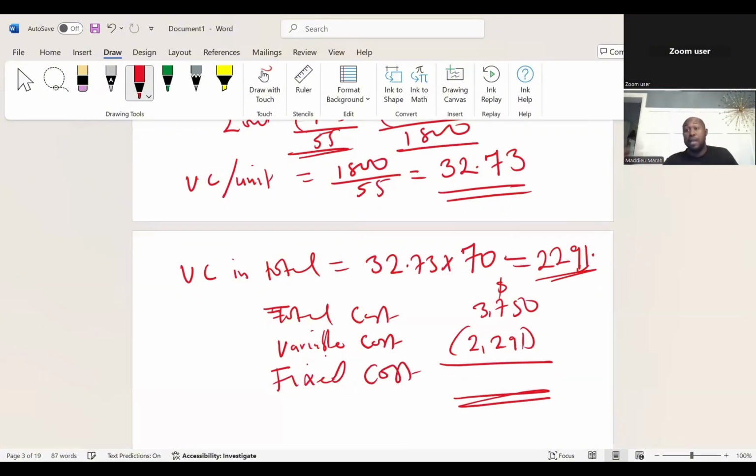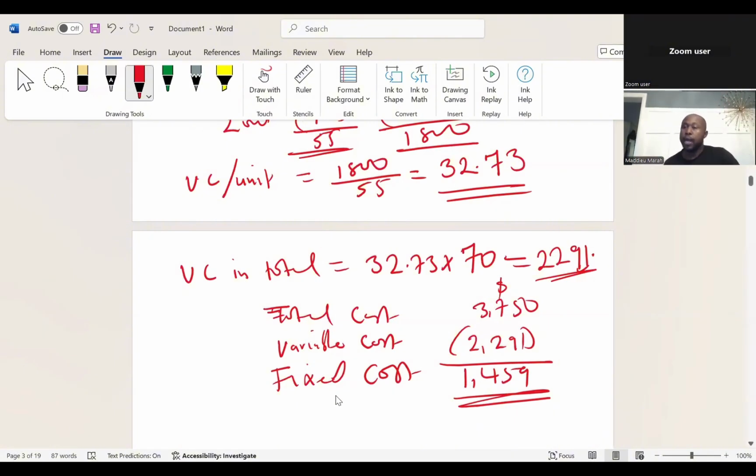If you don't want to use the formula, total cost is equal to fixed cost plus variable cost, I just do this one: 3750 minus 2291. So my fixed cost is 1,400.59. So this is my fixed cost. I've solved the question. Now I've differentiated fixed cost from variable cost using that equation.